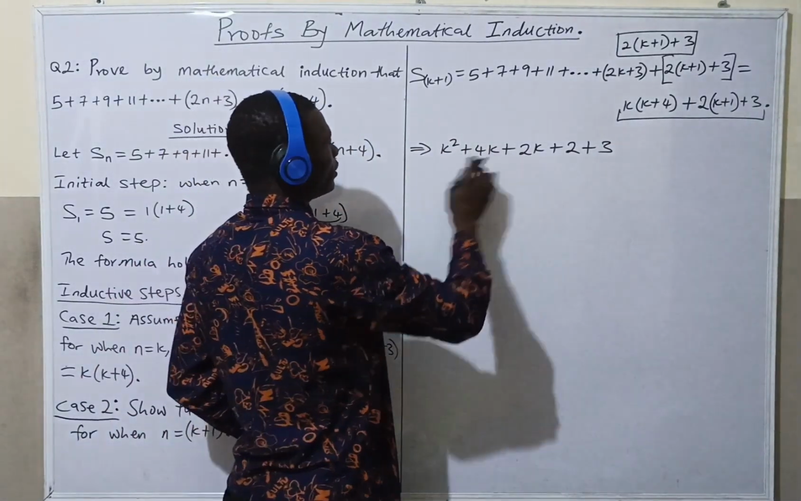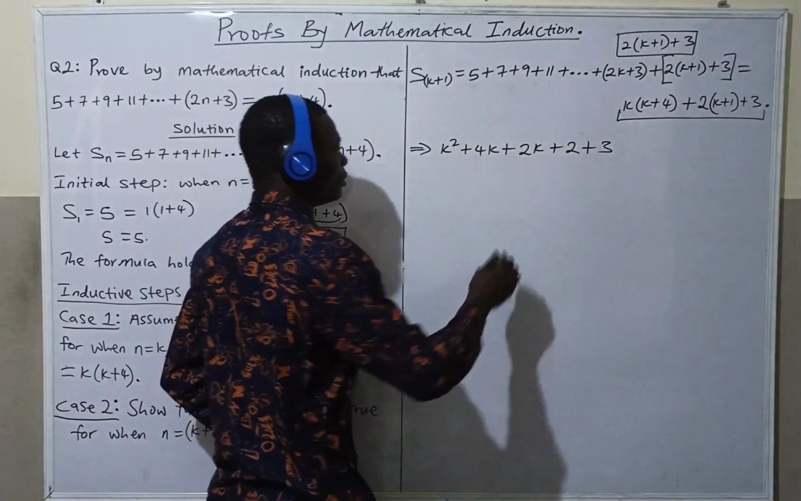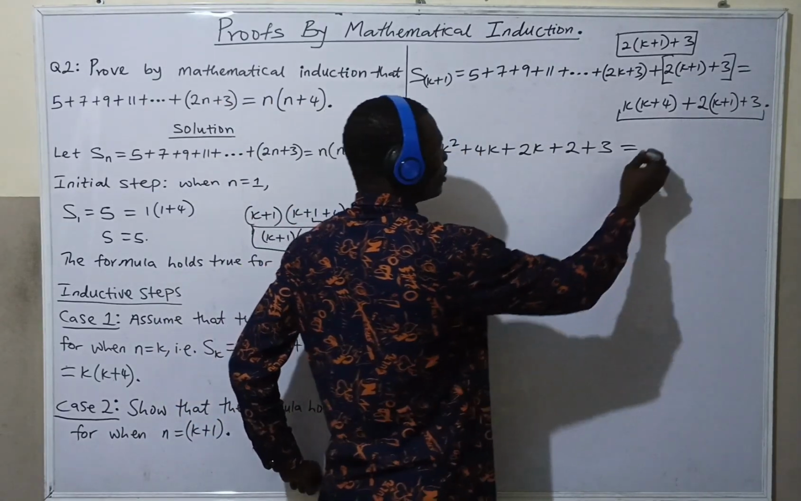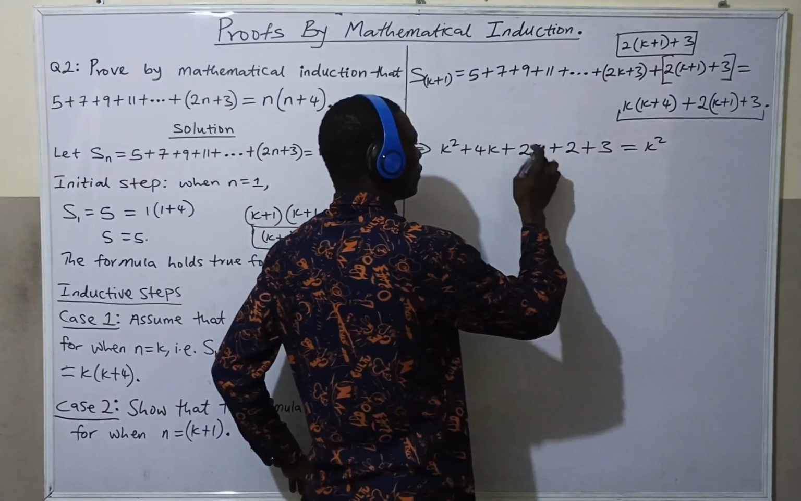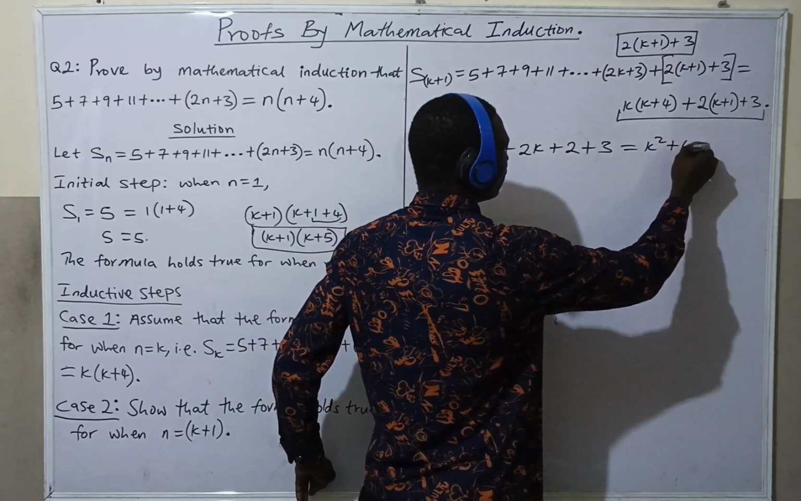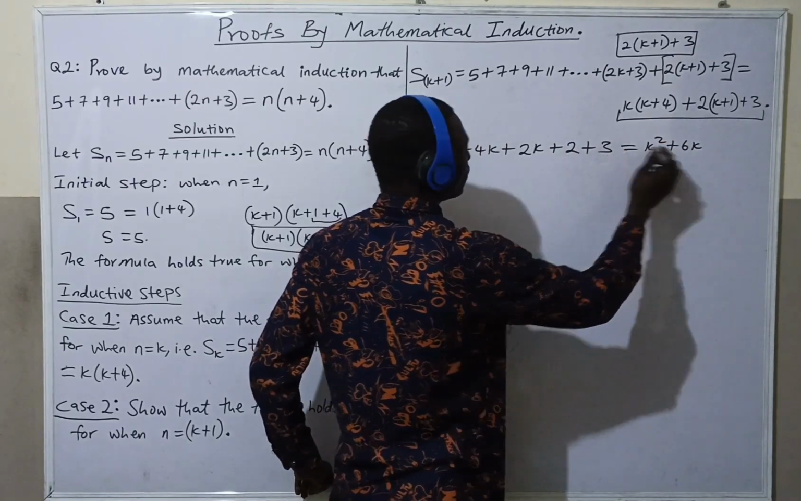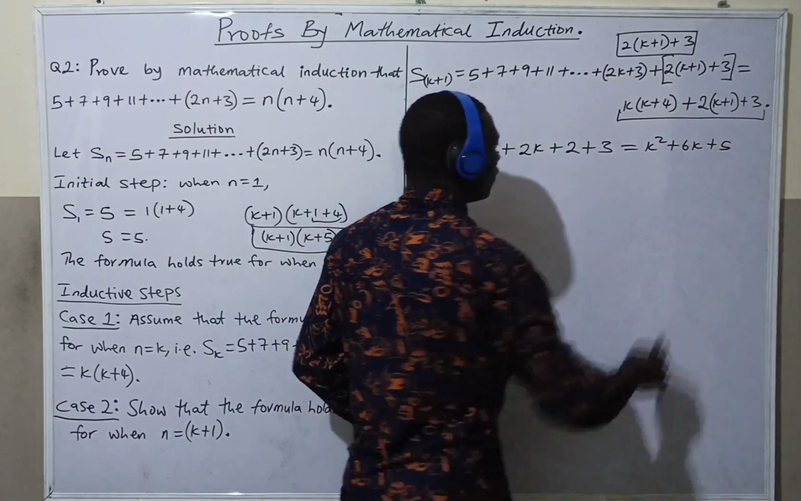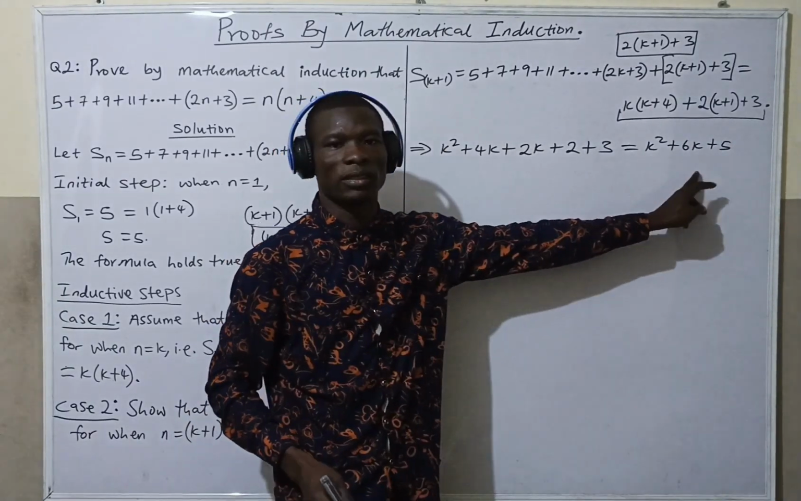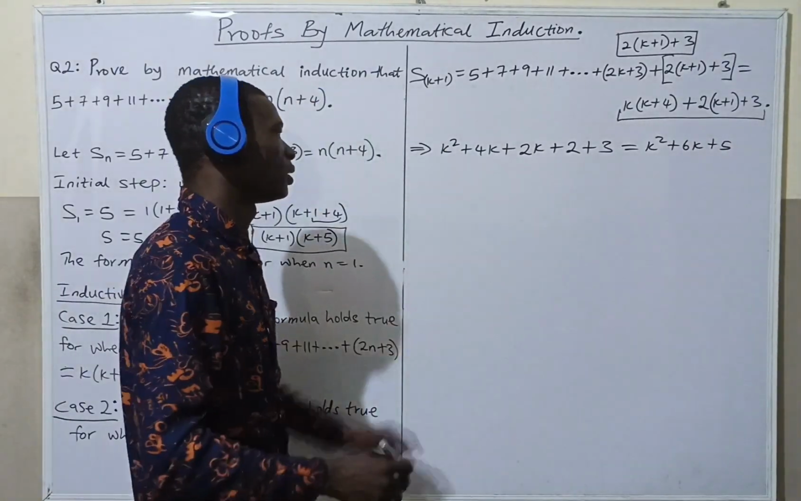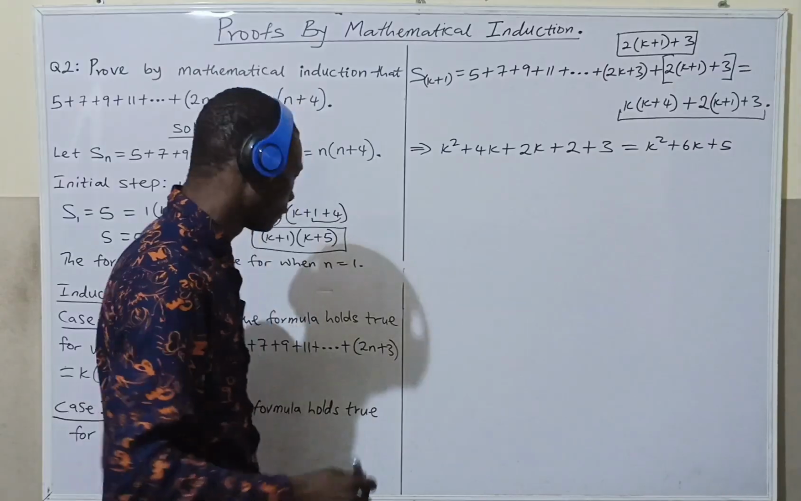Okay, so let's simplify things out quickly before we begin to do the next thing. So that's going to be k squared, 4k plus 2k, that's going to be plus 6k. And then 2 plus 3, that's going to be 5. Okay, so this has become a quadratic expression. So this quadratic expression is what we have to factorize.